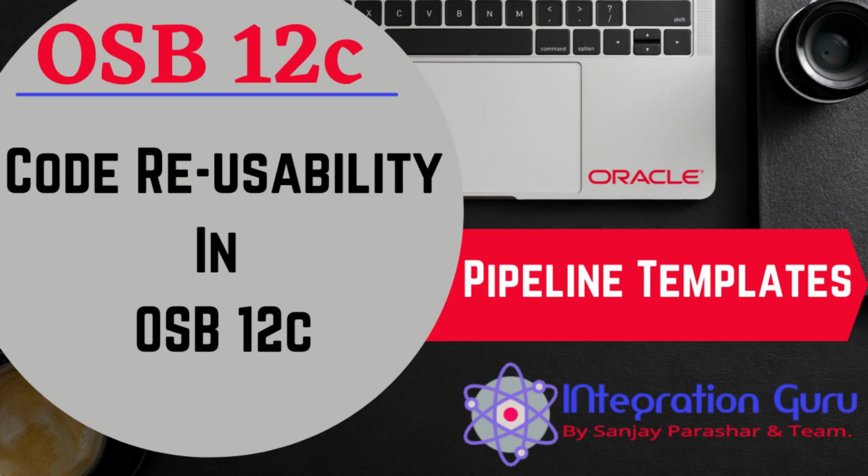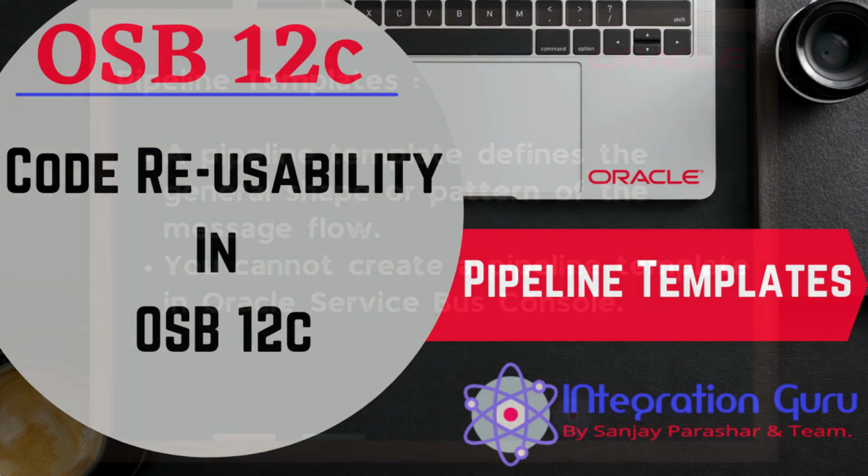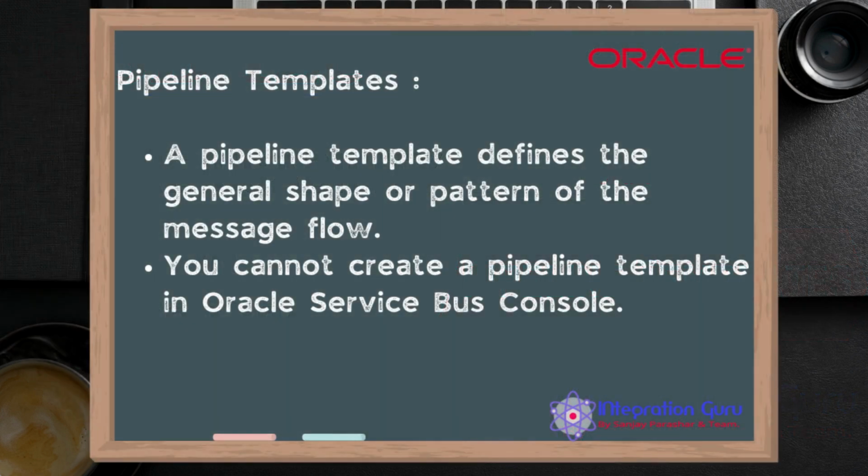So now let's talk about pipeline templates in Oracle Service Bus 12c. A pipeline template defines the general shape or pattern of the message flow. One thing to remember is that you cannot create a pipeline template in Oracle Service Bus console. You can rename, delete or move the template via OSB console, but you can't create it. To create one, you need an IDE like JDeveloper. We will be using the same for today's demo.